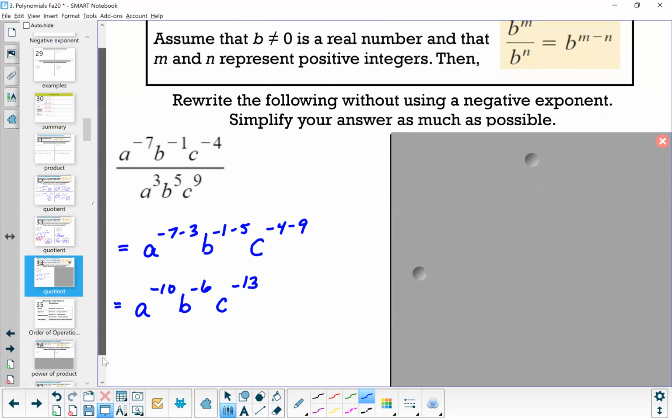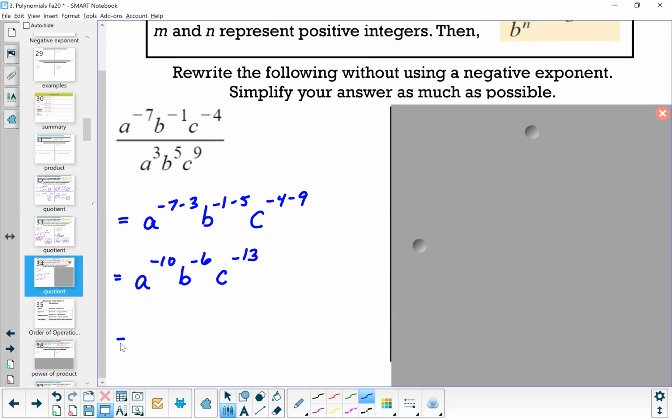And we do need to write our answer without negative exponents. So we want to think about all of these as being over 1. And every factor needs to go across the fraction bar because each of these has a negative exponent. So we have a to the 10th in the denominator, b to the 6th in the denominator, c to the 13th in the denominator, and in our numerator we have 1.